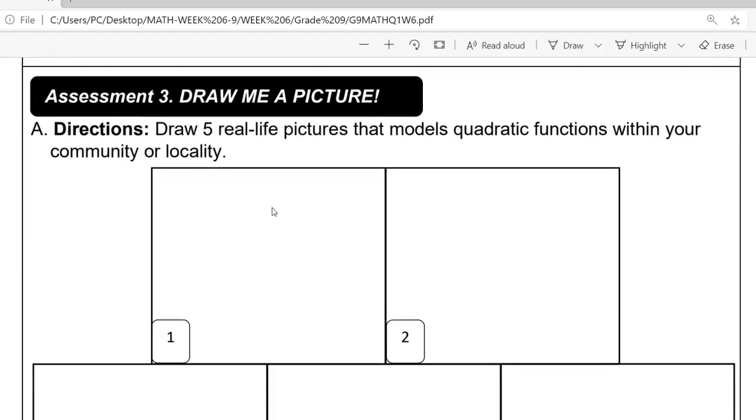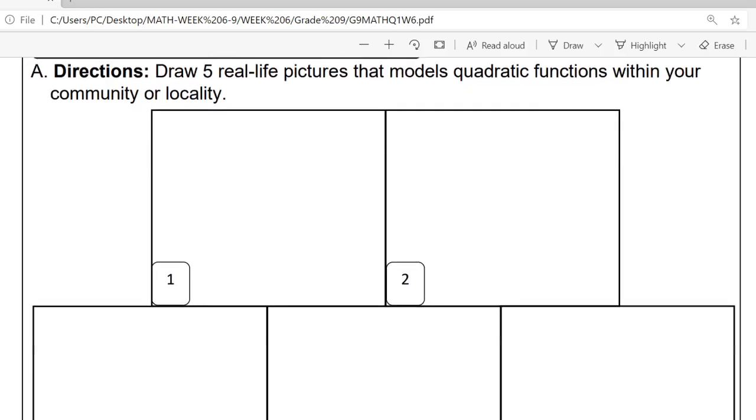Now, assessment 3, draw me a picture. So the direction here: draw 5 real life pictures that model quadratic functions that you can see in your community or locality, that is within your community or locality. So, ano kaya makikita nyo dyan sa lugar nyo? Dyan lang sa barangay nyo, sa sitio nyo. Okay, that models quadratic function.